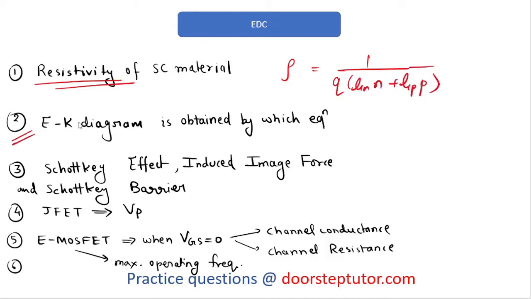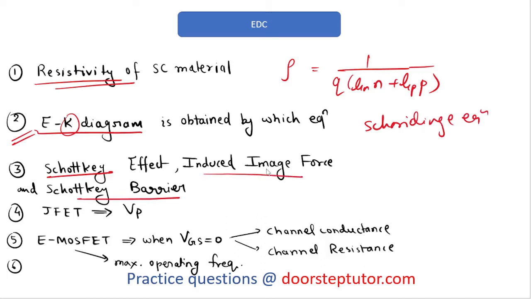There was one question based on the EK diagram, that is energy and wave vector diagram. It asked by which equation it is obtained. So it is based on the Schrödinger equation. Next, Schottky effect and Schottky barrier based questions were there in the paper, and they had asked the direct formula for induced image force, that is given by e upon 16 pi epsilon r square.